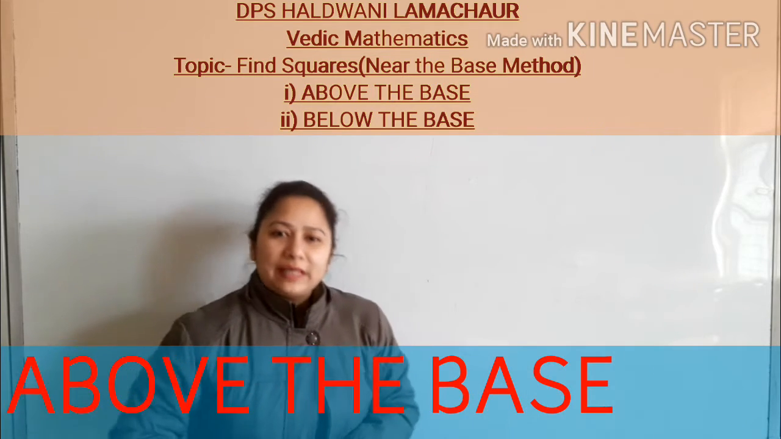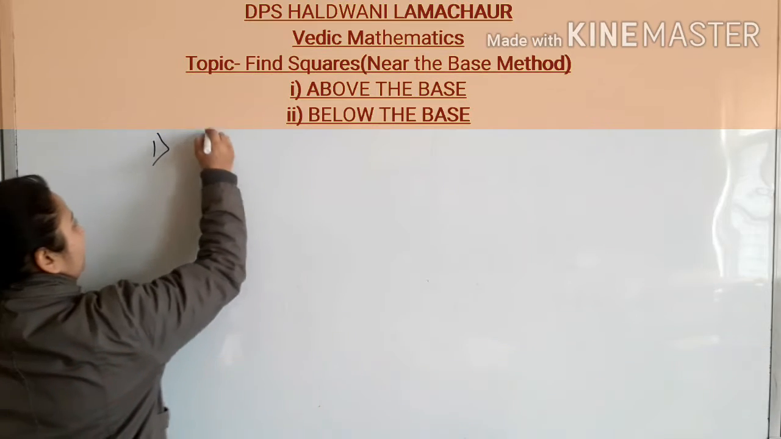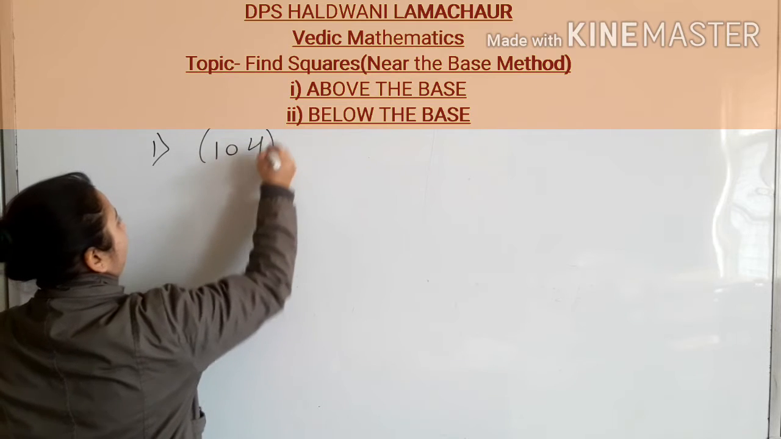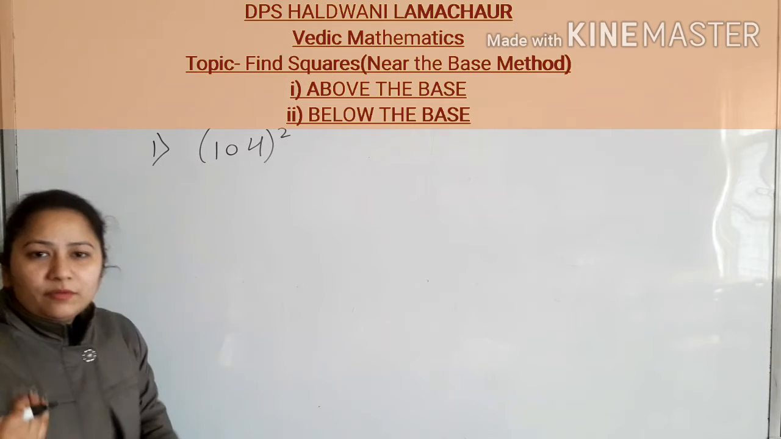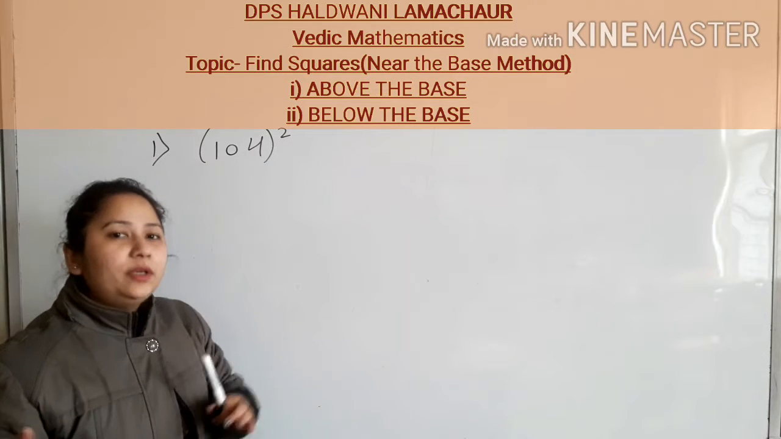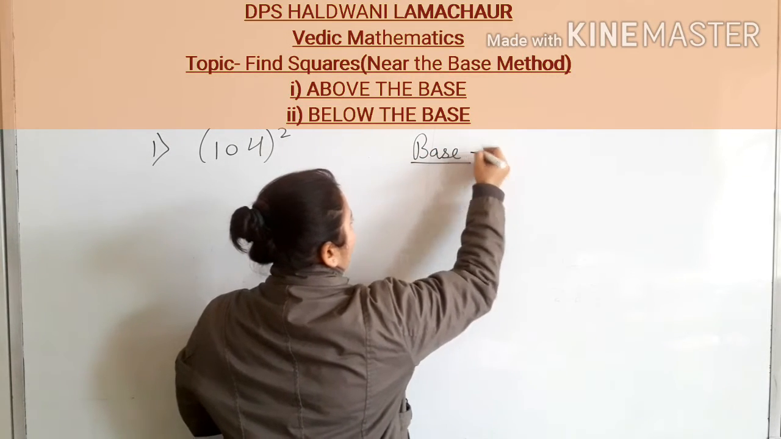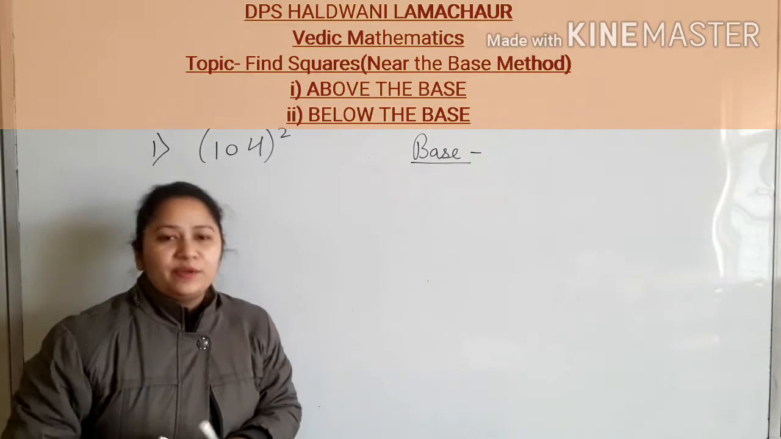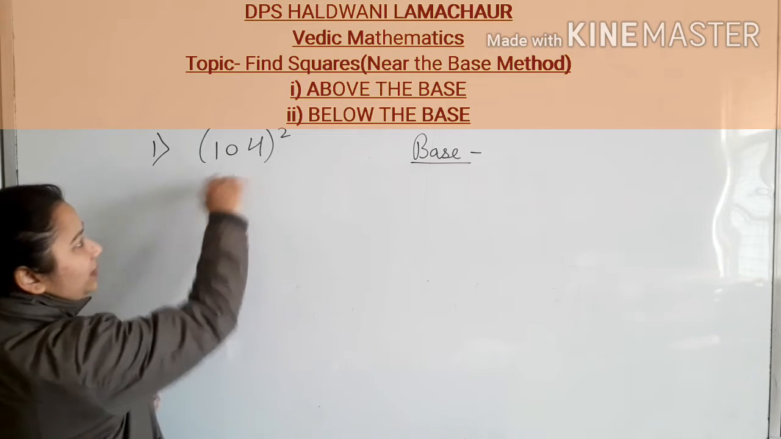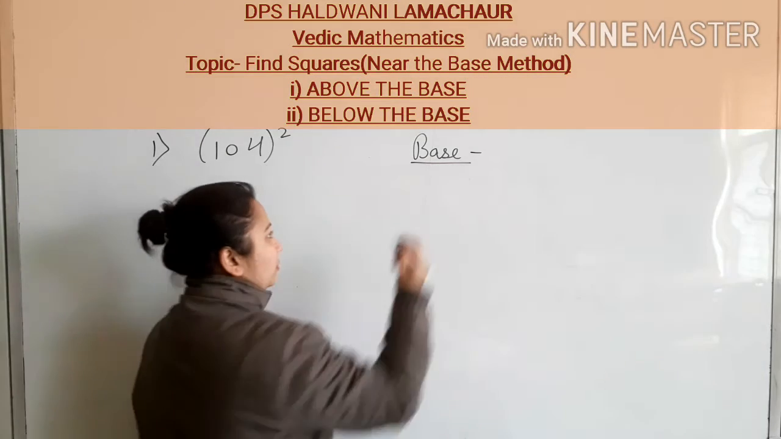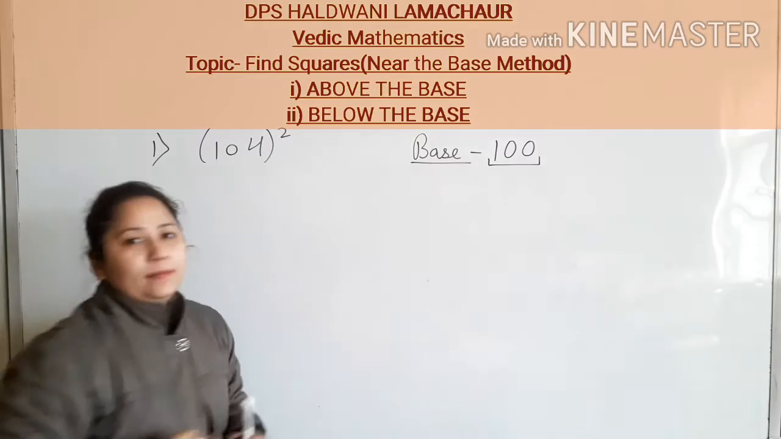Now first of all, we will discuss the sums related to above the base. Your first sum is the square of 104. You can see students that it is a number which is above 100. The first thing which you will do in this sum is taking a base. In my previous videos also I have told you how to take a base. As you can see, this number contains 3 digits. So 1, 2, 3. This is your base.